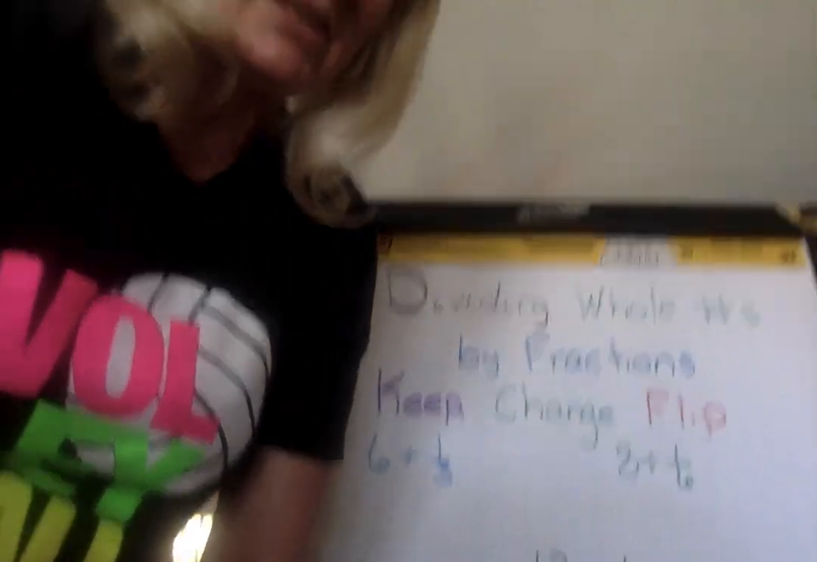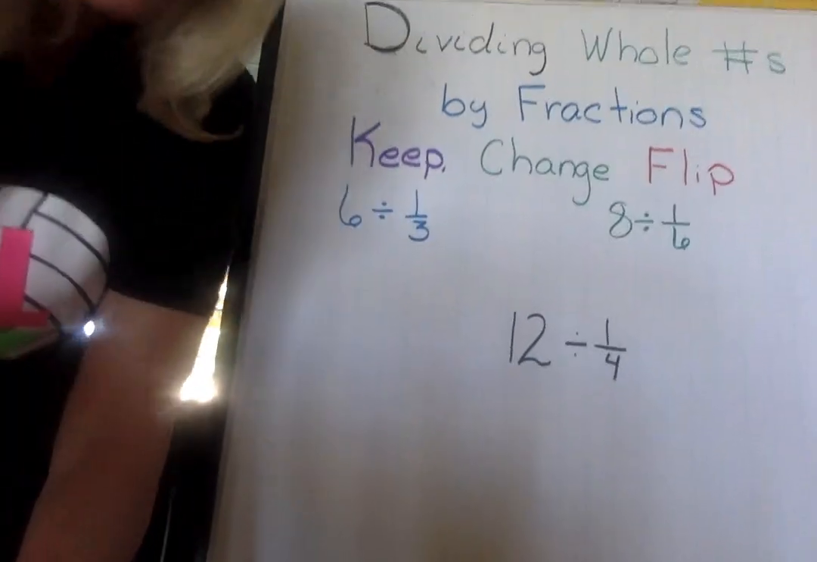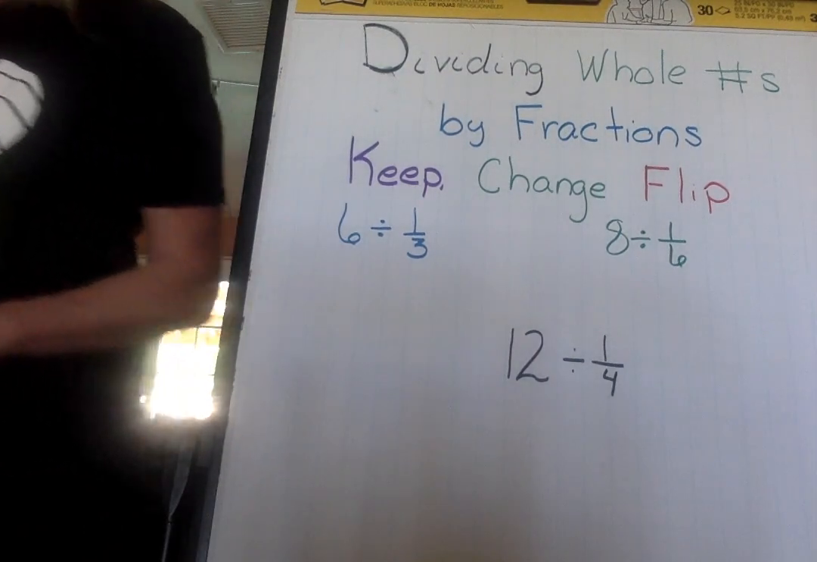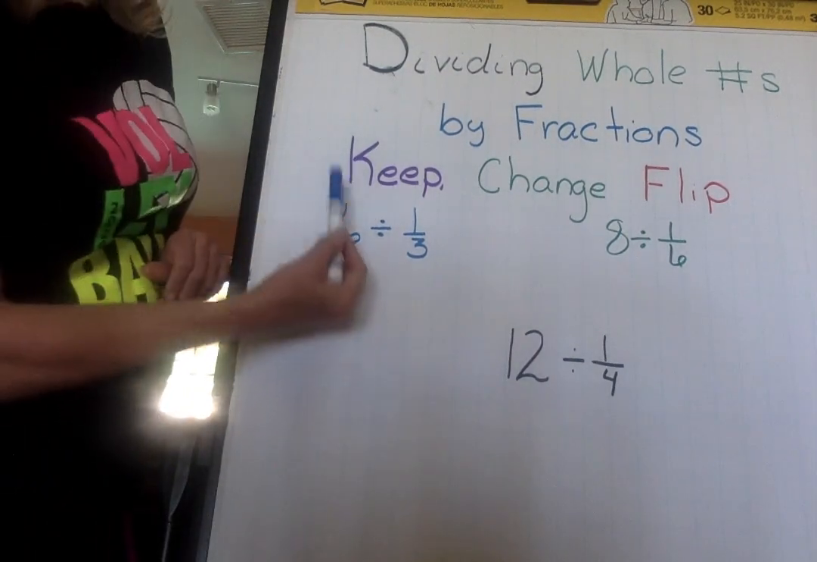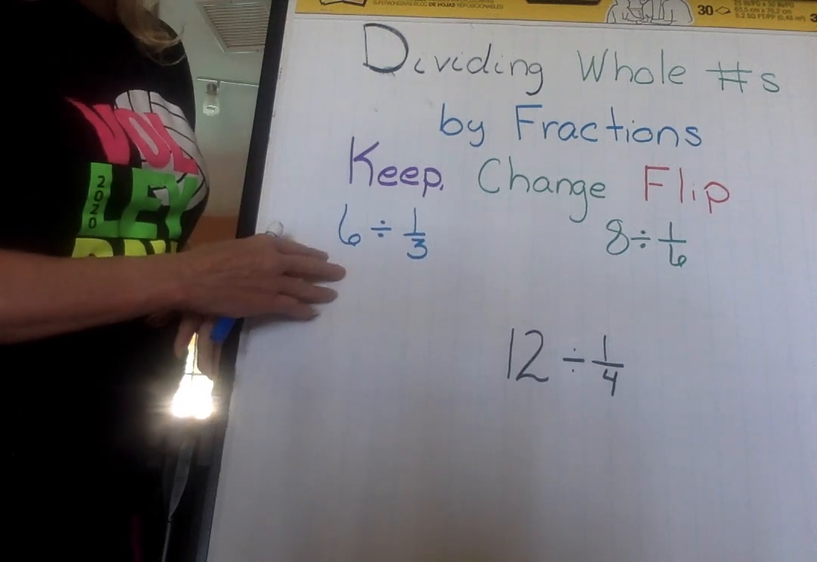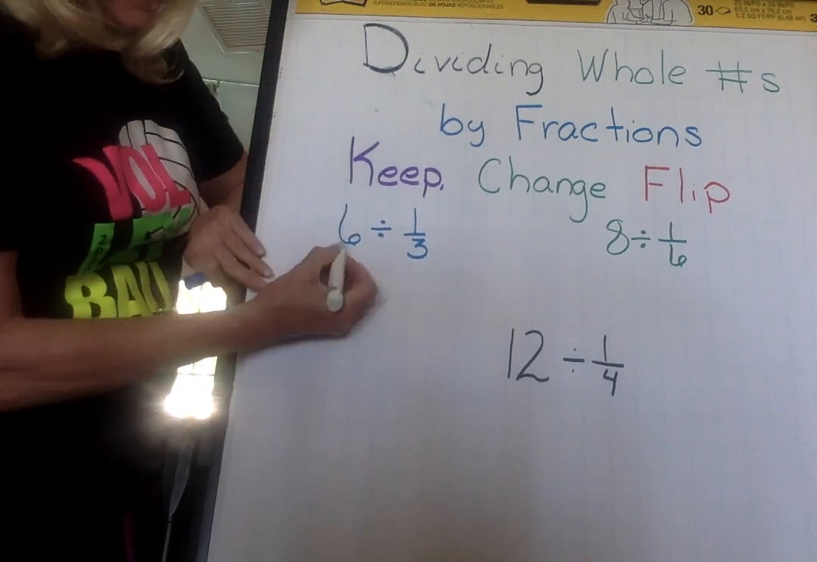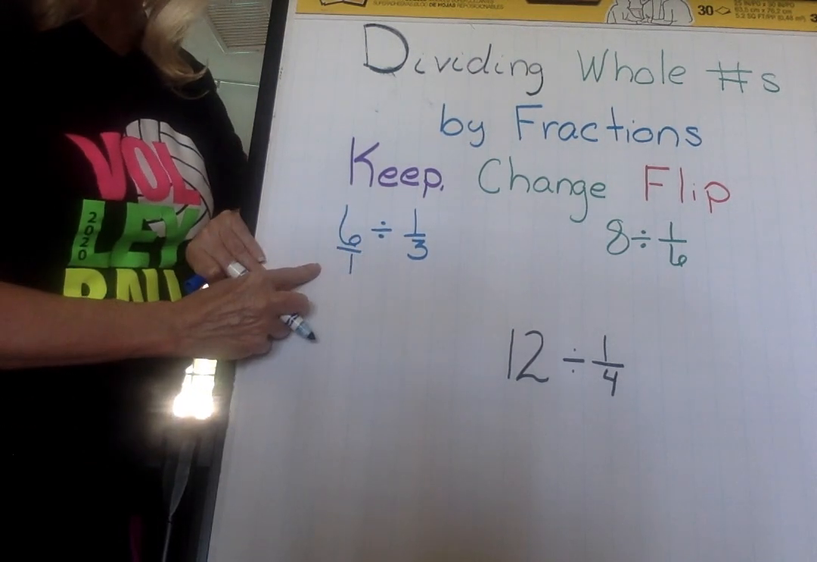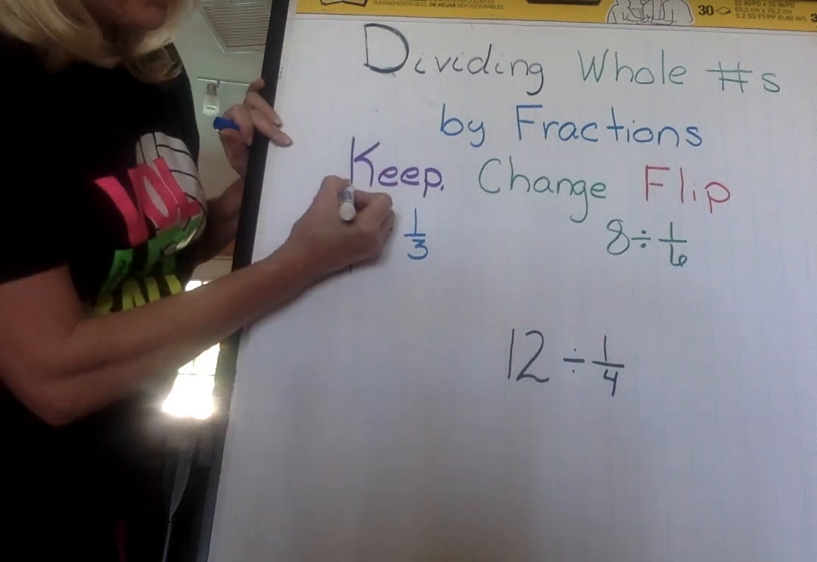Now, we're going to take that and we're going to go to our strategy. Okay? So we're going to do 3 quick problems together so that you can get started on your own. Okay? So the first one I have is 6 divided by 1/3. Now, remember that when we're working with whole numbers and fractions, it's best to go ahead and make that whole number into a fraction by putting it over 1.